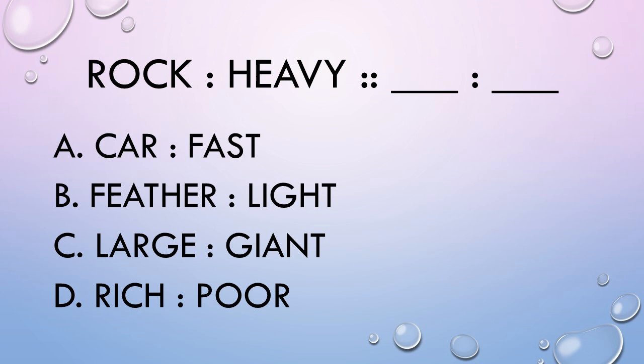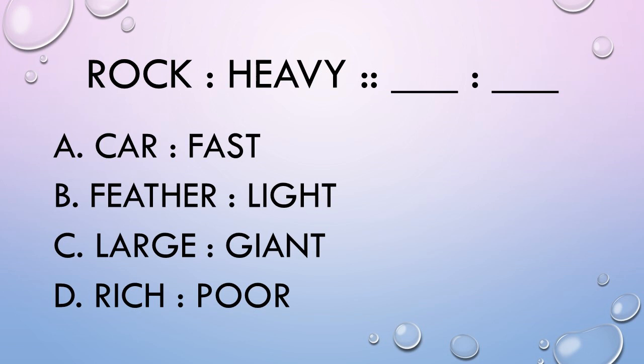Letter C. Large and giant. Large is an adjective and giant is a noun. Although they have the same relationship with rock and heavy, the order of the words do not fit each other. Therefore, letter C is not the correct answer. Letter D. Rich and poor. These two words are antonyms. Therefore, letter D is not the correct answer.